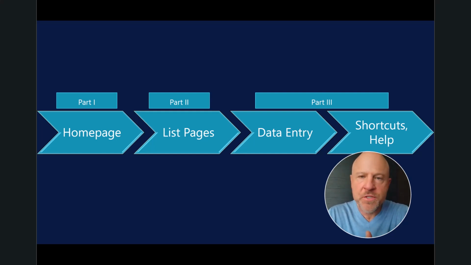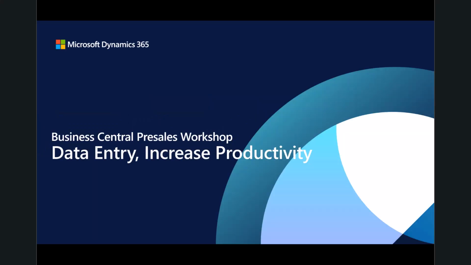The first was just all about the power of the homepage. The second on the list pages. Part 3 will be focused on data entry, how you can show increased productivity to prospects and customers, and also just some of the shortcuts, the help, and troubleshooting areas that are built into Business Central. So let's get started. I'll talk about first data entry and increasing productivity.